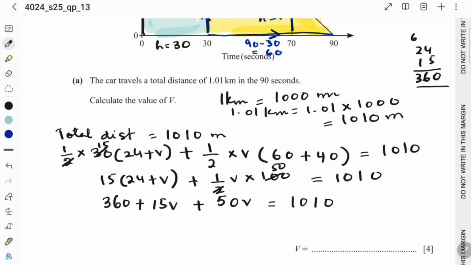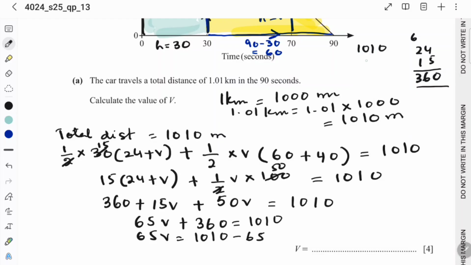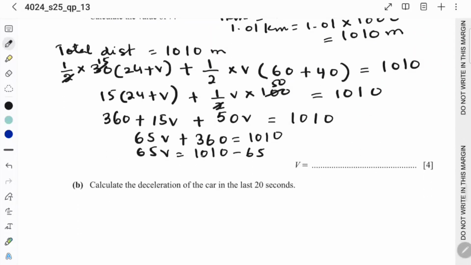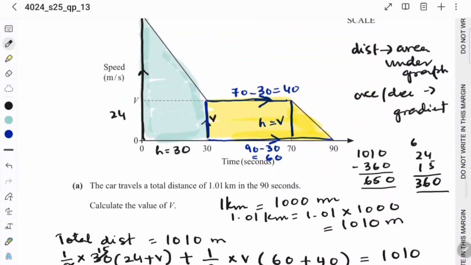Now how many v's do we have? 50 and 15 will become 65v, plus 360 is equal to 1010. 65v is equal to 1010 minus 360. Now I'm subtracting this much, 1010 minus 360, that is 650. So that is 650 upon 65v, v is 650 upon 65, which is equal to 10. So that is v is equal to 10 meters per second.